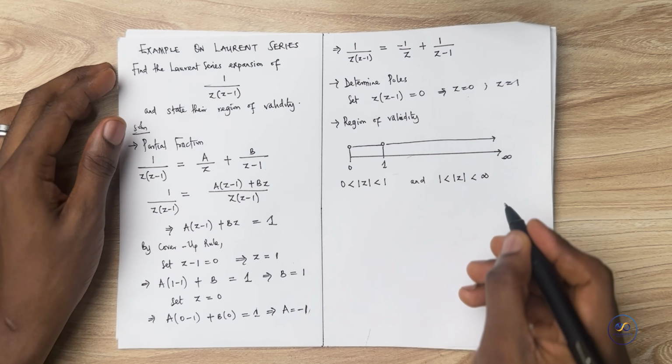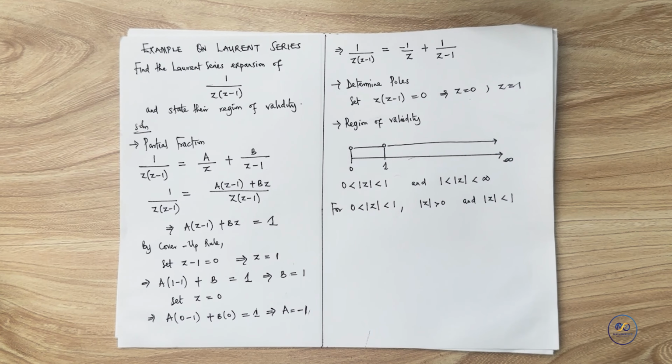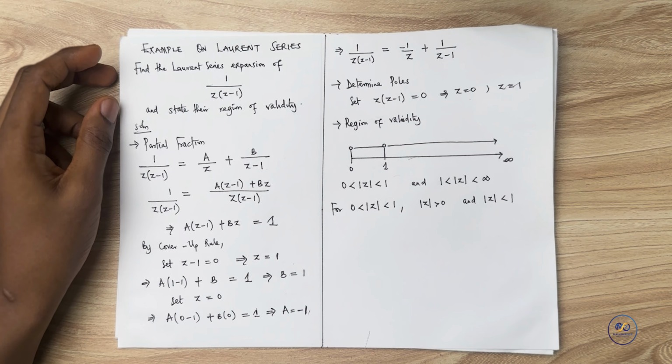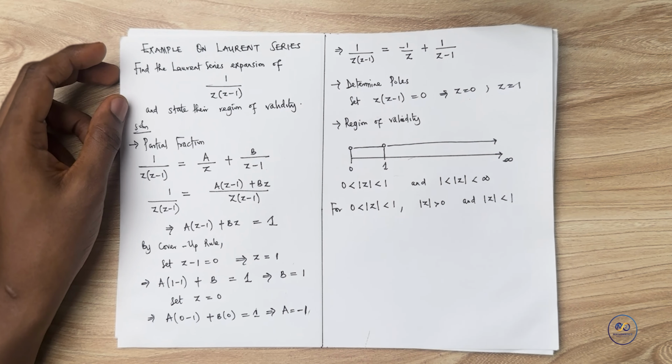We'll take the first region. For 0 less than absolute value of z less than 1, how do we evaluate this? Remember, this would mean that absolute value of z is greater than 0 and absolute value of z is less than 1. Now, if this is the case, what it immediately means is that how you split off your partial fraction will be affected. So when you have 1 divided by z into z minus 1 in this region, because z is greater than 0, you have minus 1 divided by z, that is untouched.